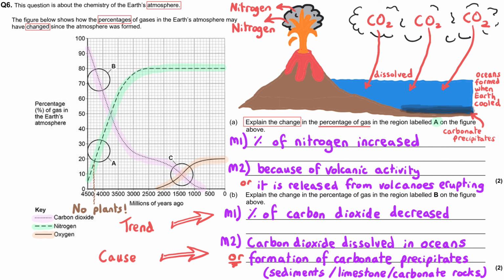So again, the first mark is for simply stating the trend that the carbon dioxide is going down, and the second mark is for saying one of the reasons why it's going down. We don't need to give lots of reasons, just one of them is fine, because we're developing our first statement of the decrease in carbon dioxide.